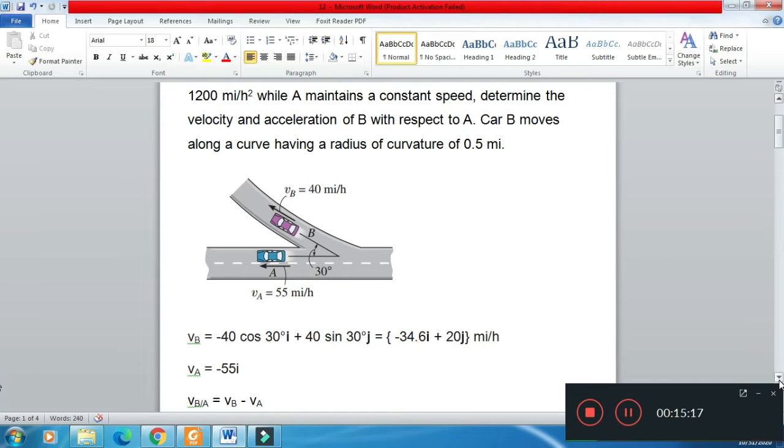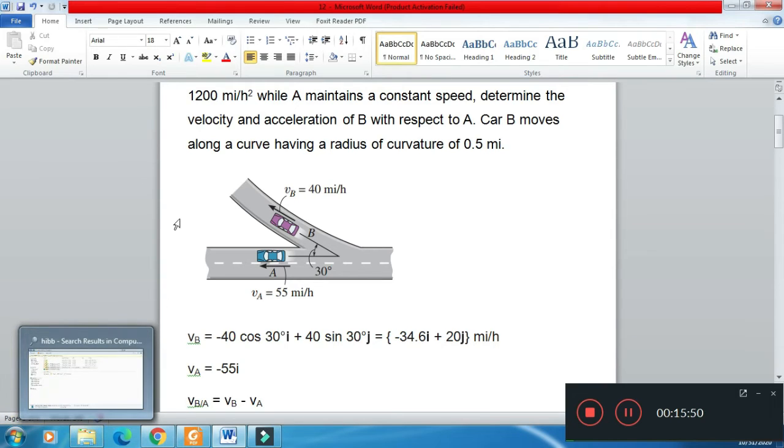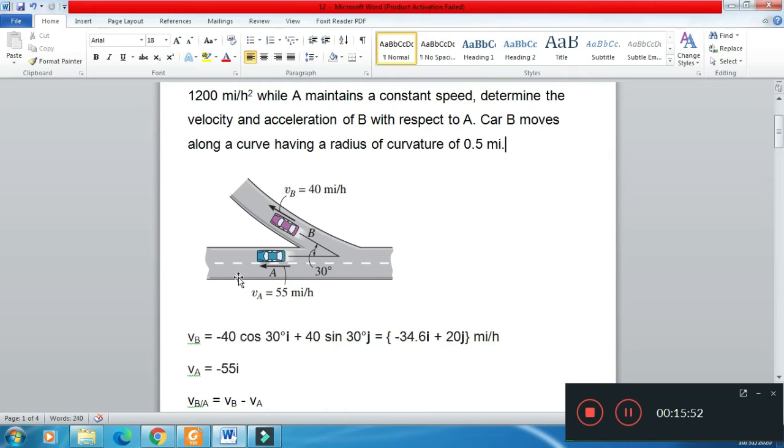We write the components of velocity of B. At the instant shown, the angle is 30 degrees. So velocity of B will be minus 40 multiplied by cos 30, and this will give the x component. Then for the y component, 40 multiplied by sin 30 j. After simplification, we get minus 34.6 i plus 20j.